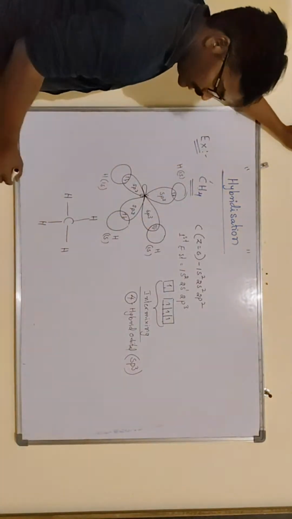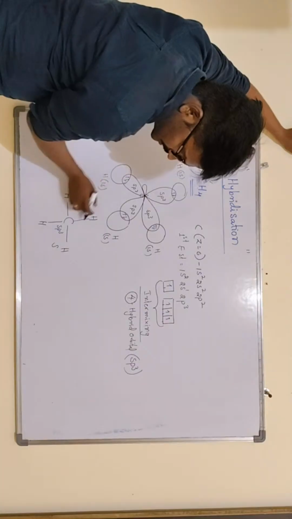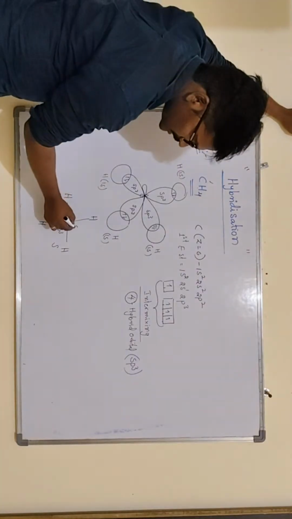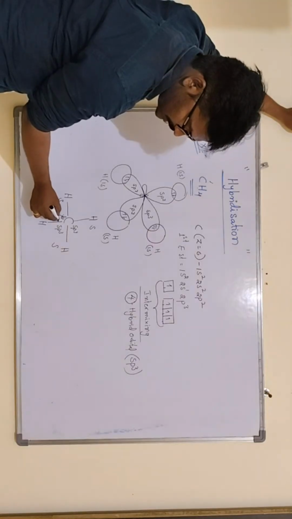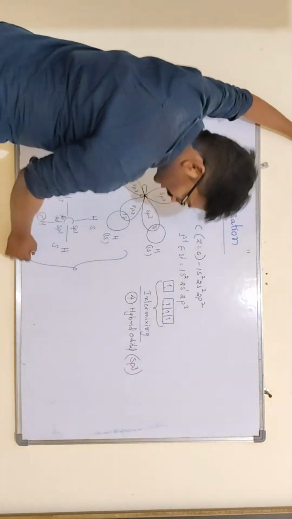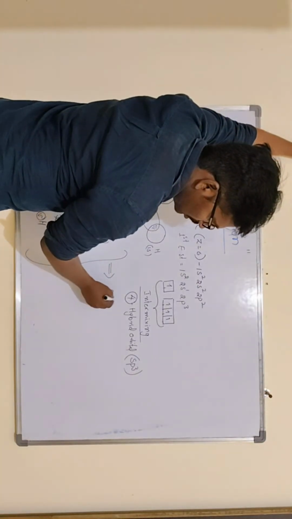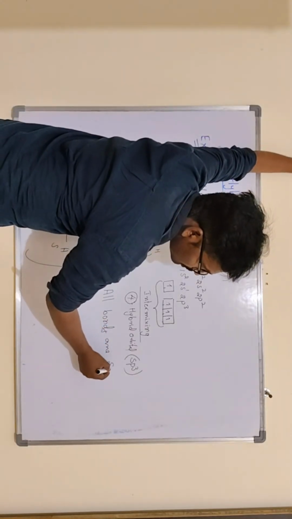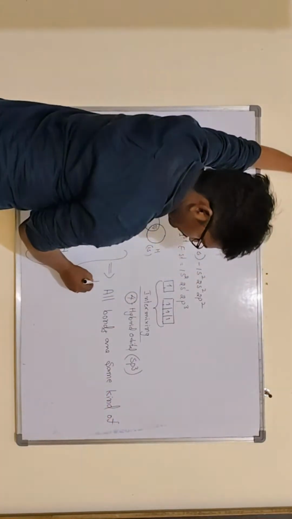So the carbon is surrounded by four bonds. These four bonds are sp3 with s, sp3 with s, sp3 with s, sp3 with s. All are the same kind of bonds. According to X-ray analysis, it is now proved that all bonds are the same kind of bonds.